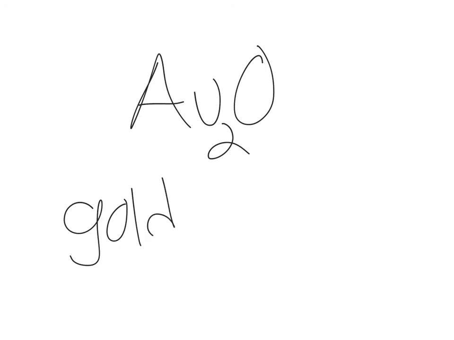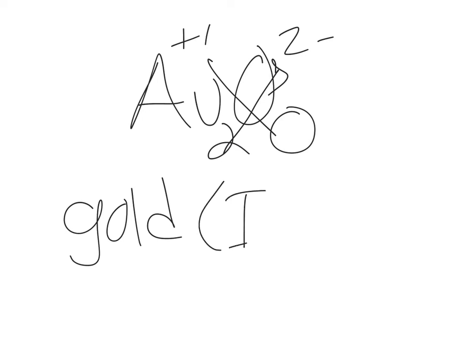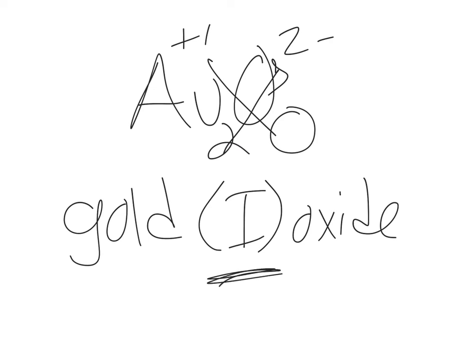So if I have AuO, let's try again, Au2O. So I know Au is gold. I know that this 2 goes with oxygens. This 1 out here goes with gold. So this is gold 1 oxide. So all a Roman numeral tells me is the charge for the metal. That Roman numeral tells me the charge for the metal. So we'll do one more example quick.